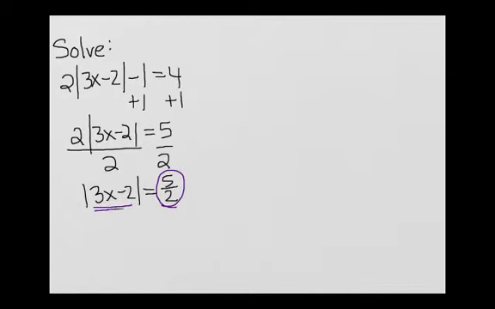So there's two things that 3x minus 2 could be equal to. It could be exactly equal to 5 halves, or it could be negative 5 halves. So that gives us two equations that we need to solve. 3x minus 2 is equal to 5 halves, or 3x minus 2 is equal to negative 5 halves. These two equations will give us the two possible solutions for our absolute value equation.